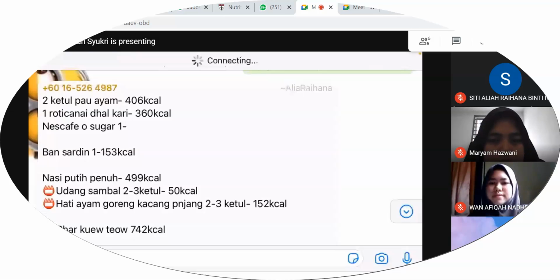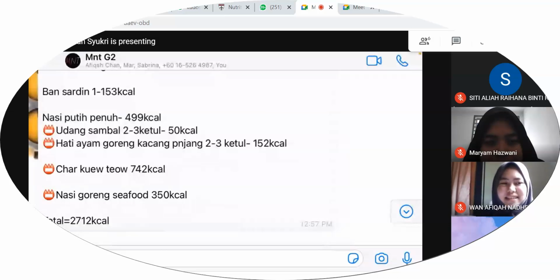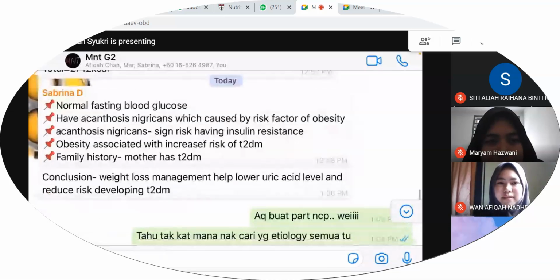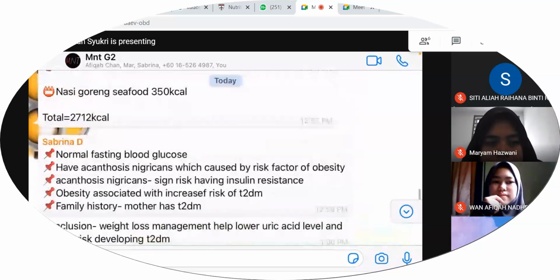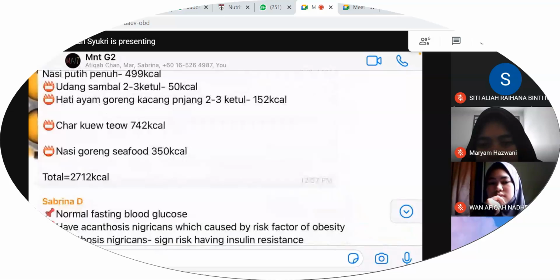Okay. Next, ada lagi nak tambah? For dinner, boleh scroll bawah. Husna loading kot. Okay, tak apa. So for dinner, he also consumed seafood, fried rice with seafood, nasi goreng seafood, which is also high in purine. We can conclude that almost all his mealtime has high purine food.